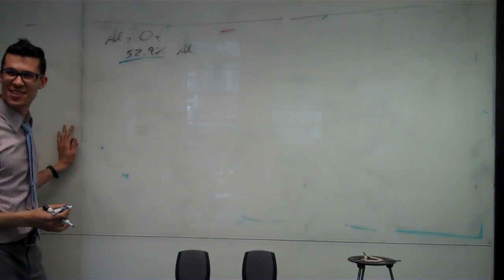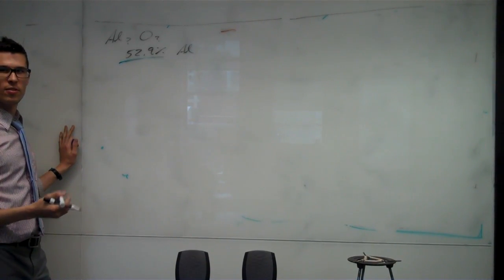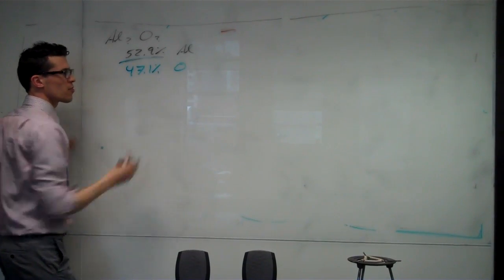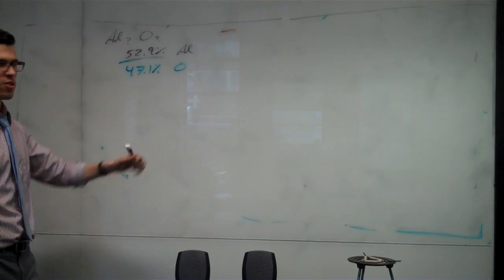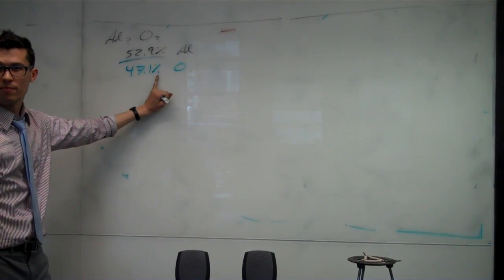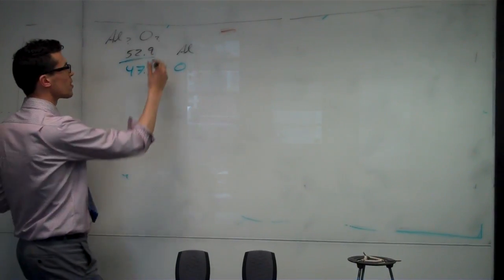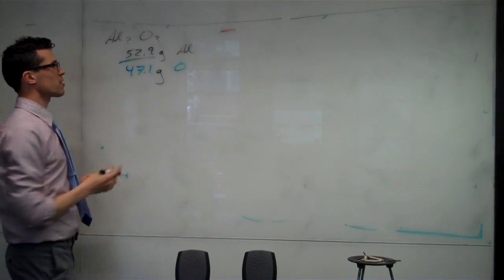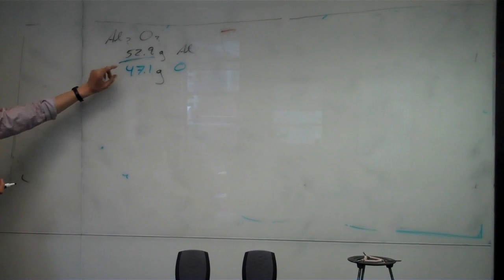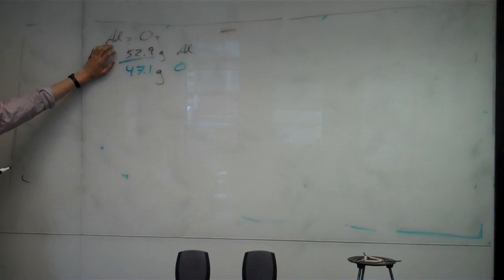So what's the rest of this oxygen? 47.1. Yeah, 47.1% is oxygen. So now we can make this really easy on ourselves and just suppose that there's this substance, we've got 100 grams of it. So if we do that, then we can just change this into grams. 100 grams of this, 100 grams of that. So now, since it's a percent, we can just change those into grams pretty easily, if we assume that we're dealing with a molecule that is 100 grams.